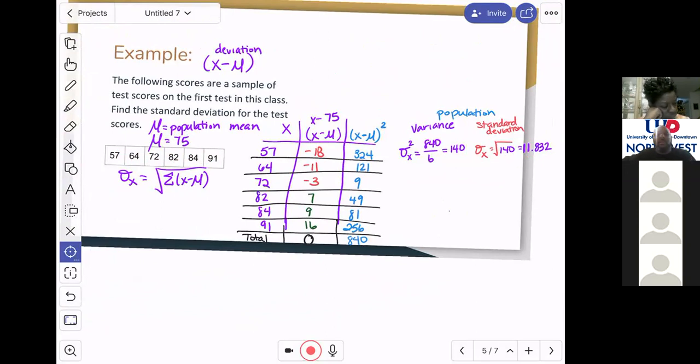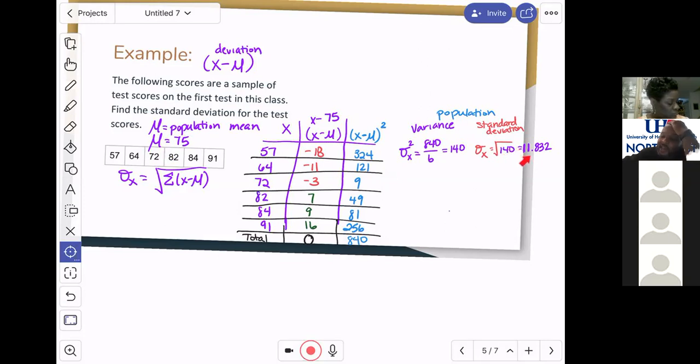By the way, let's talk about what that 11.832 means first. That 11.832 is the average deviation from the mean. All right. So on average, what is our mean value to begin with? Well, our mean value is 75, right? So what this is saying is that on average, the values are going to deviate away from 75 by about 11.832 score points or test points, whatever we're calling that, all right?